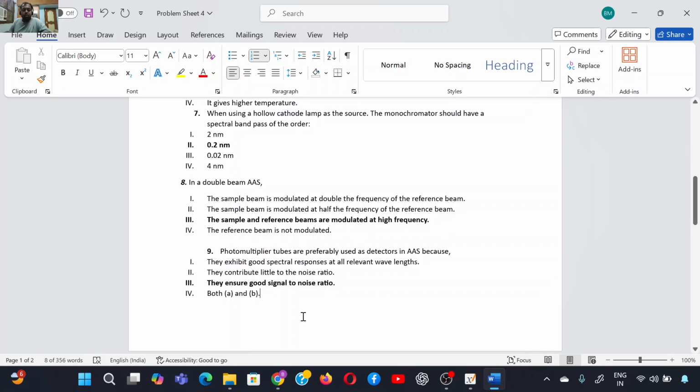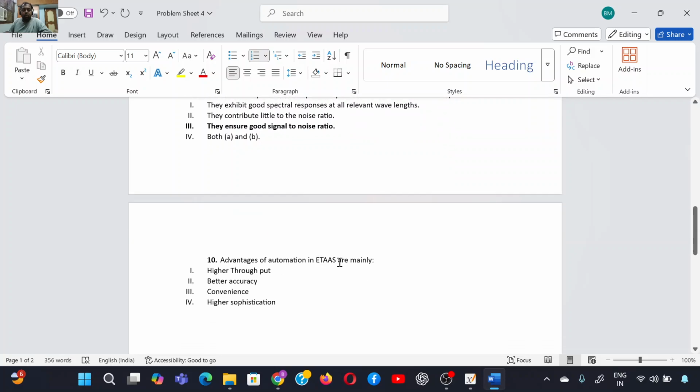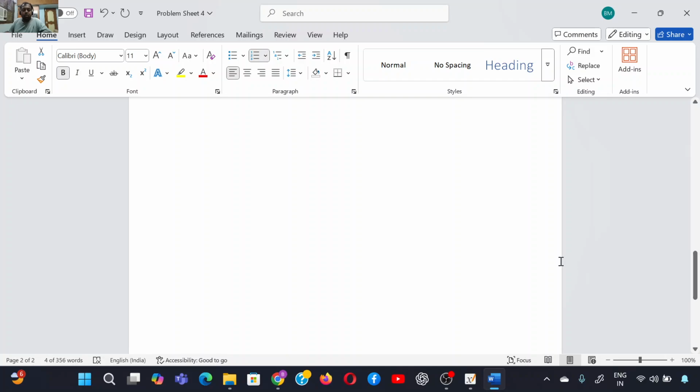PMTs are preferably used as detectors in AAS because they ensure good signal to noise ratio. Okay. Advantage of automation is mainly higher throughput. Why high throughput? Because automation in the form of auto samplers, programmed atomization cycles, ashing, drying, etc. allows many samples to be run sequentially without operator input.